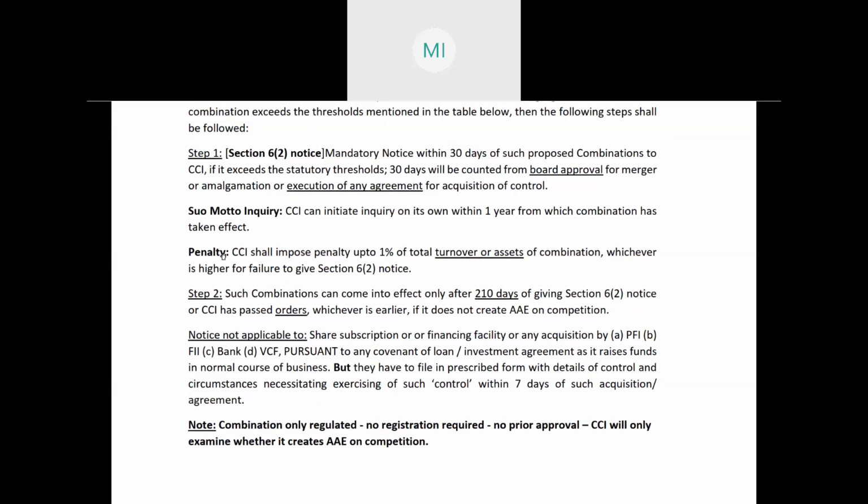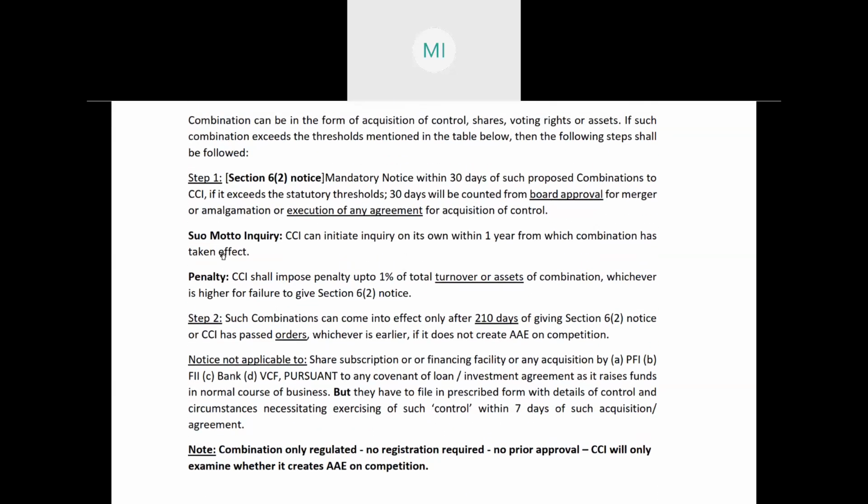Okay. Now the steps to be followed. If you fall under this, if you exceed the thresholds we have seen, the first step, try to remember this section because this is generally called the section 6.2 notice. So section 6.2 notice has to be given within 30 days of the board approval of merger or amalgamation, or execution of agreement for acquisition of control. Within 30 days, you have to give it to the Competition Commission of India, or the Competition Commission itself can suo moto ask within 1 year of the combination so entered.